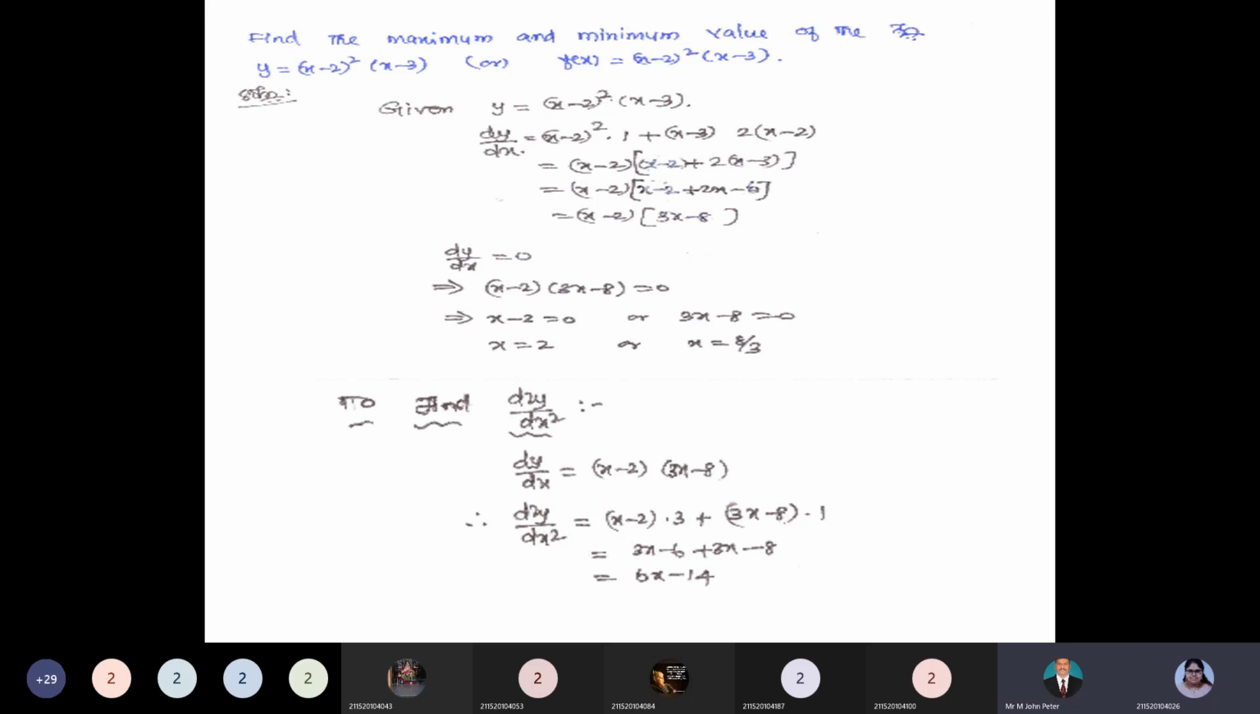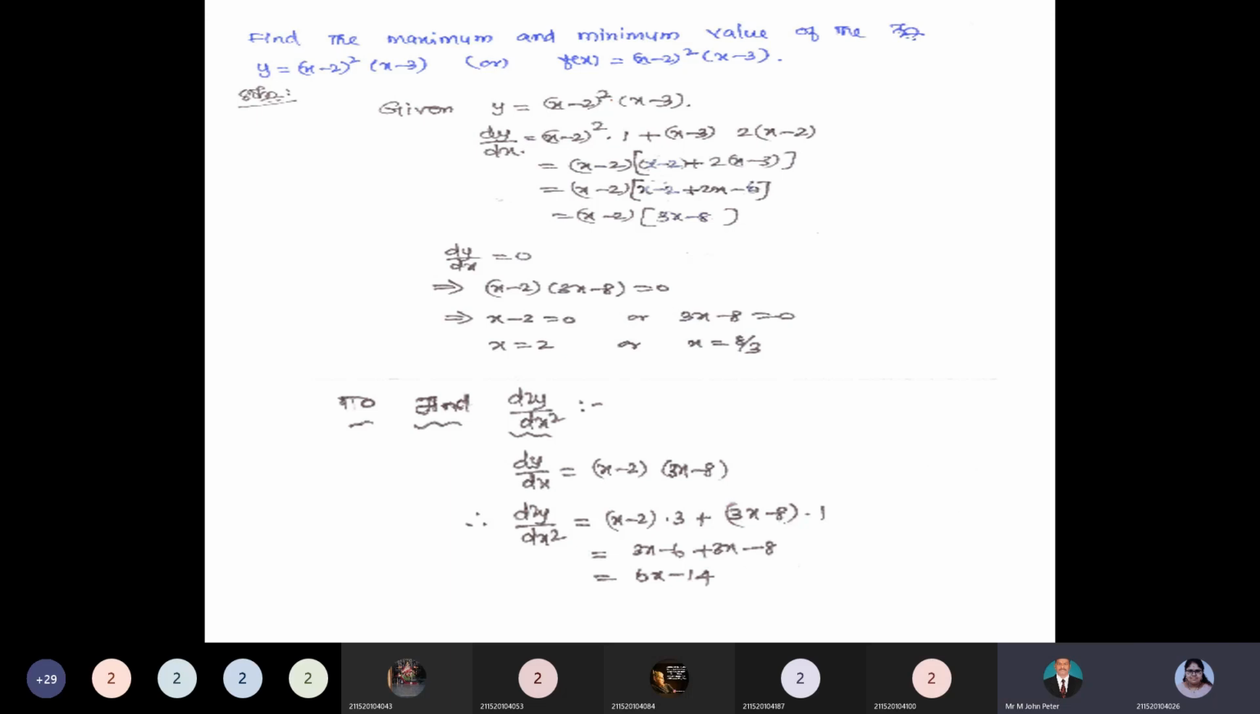Now move on to the next problem. Find the maximum and the minimum value of the function y is equal to (x minus 2) whole square into (x minus 3). I mean, y or f of x, both we can take. So apply the maxima minima concept, to find the maximum or minimum value of the function.